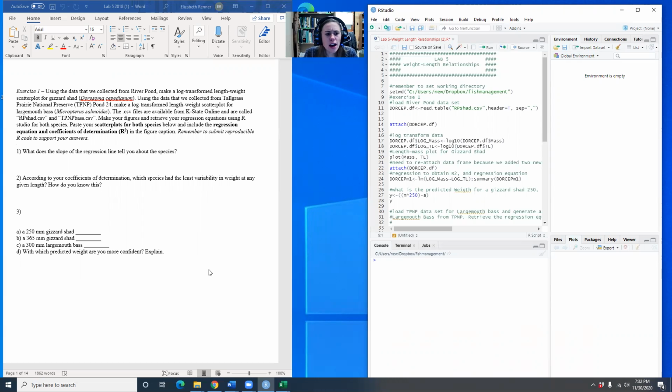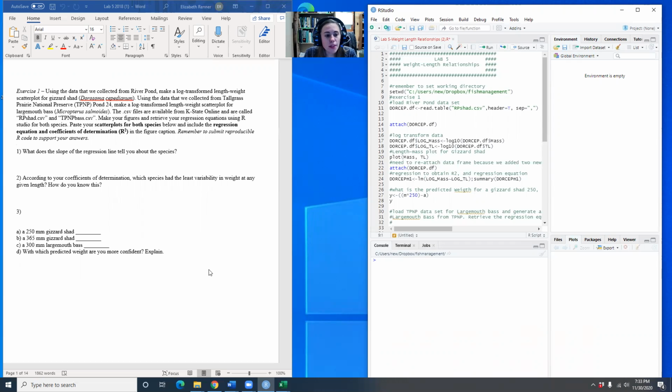The first question is, once you've made those regressions, what does the slope of the regression line tell you about the species? And according to your coefficients of determination, which species had the least variability in weight at any given length? How do you know this? Which one had the most?